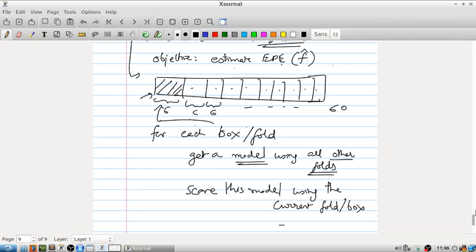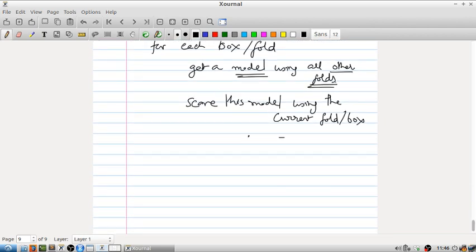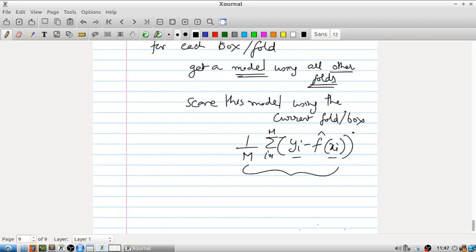When I say score, precisely all I'm saying is compute 1 by, if you remember the residual sum of squares expression, 1 by the size of the box, let's say the box has m observations, here in this example 6. It's just the sum of yi minus whatever model I built from the other boxes evaluated at xi, where yi and xi are just the observations in this box. This is all I mean by score that model. This model was built using other boxes, other folds. So you got the score.